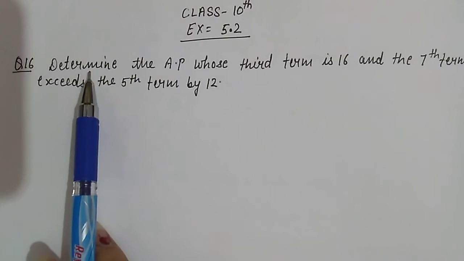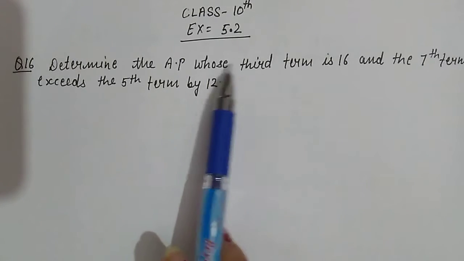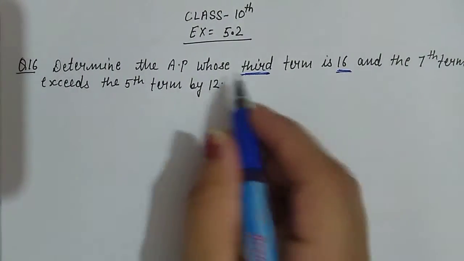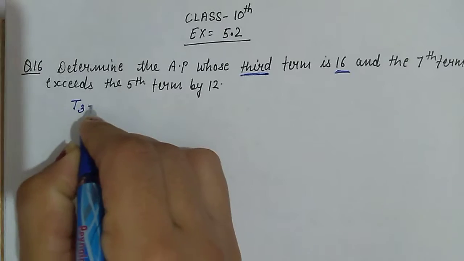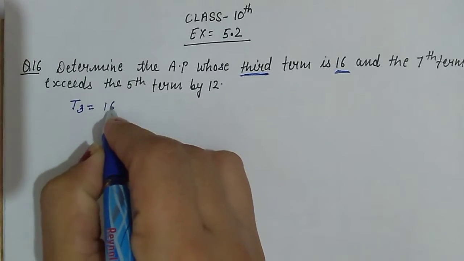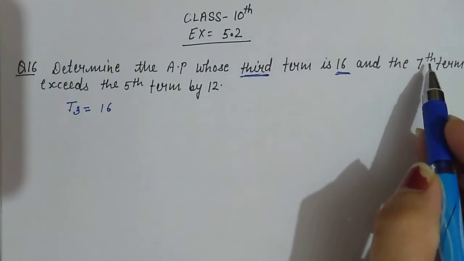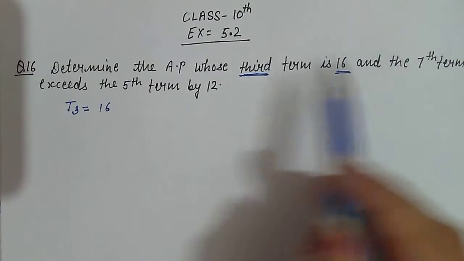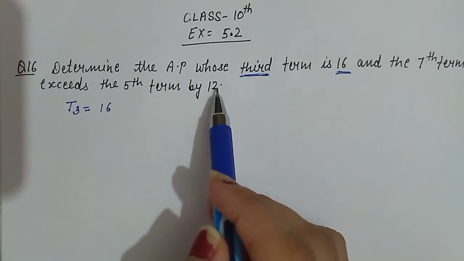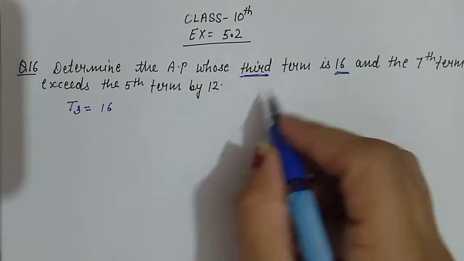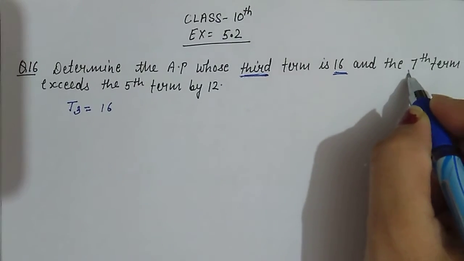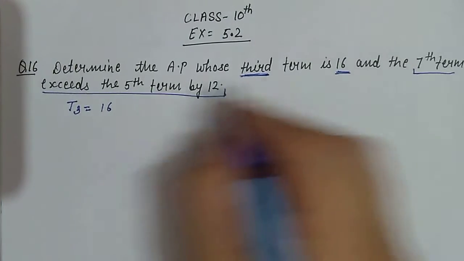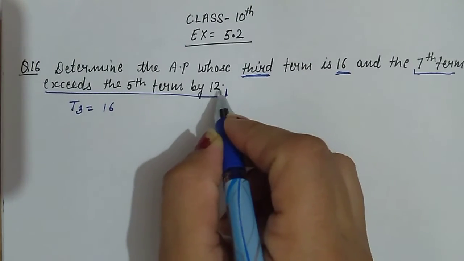Determine the AP whose third term is 16. It means T3 is equal to 16. And the seventh term exceeds the fifth term by 12. According to this situation, the seventh term exceeds the fifth term by 12.